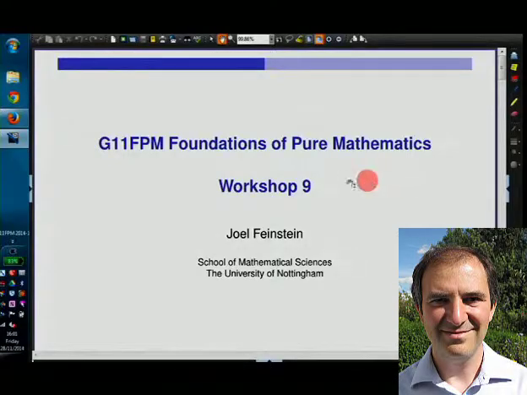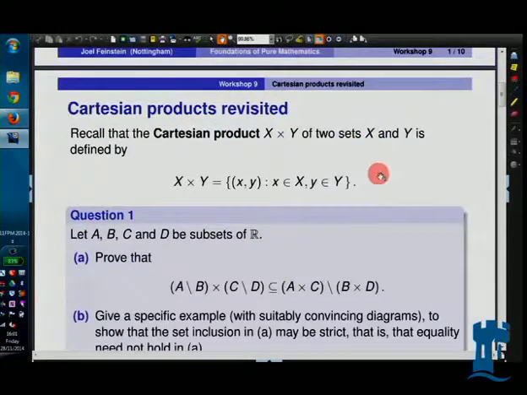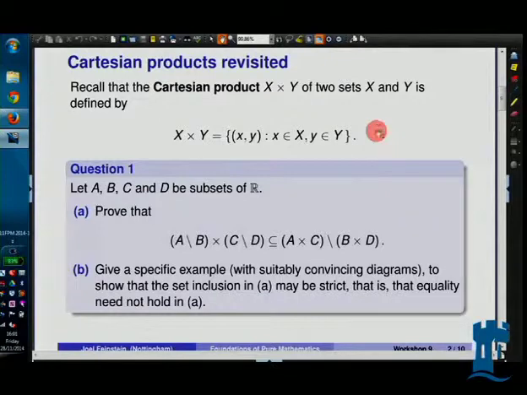So this is workshop 9, a slight mixture of things we'll do today. We're going to start by going back and looking at Cartesian products and giving you a bit of practice. This question comes from the sheet, more practice with definitions, proofs and examples, so you may have already done it. If you haven't, here's a good one to practice working with definitions of various things.